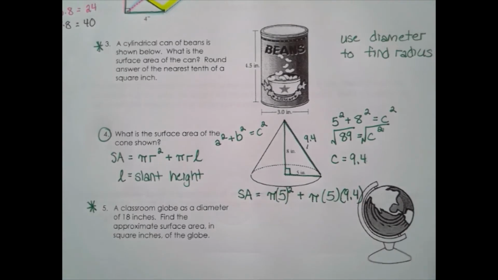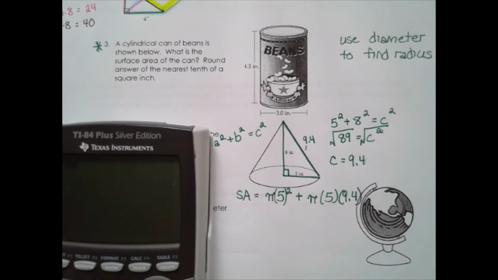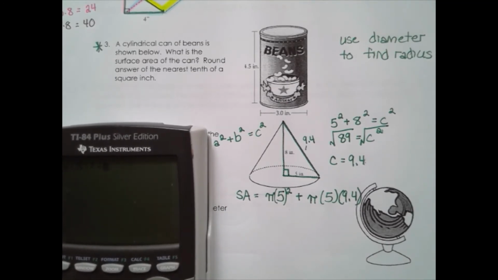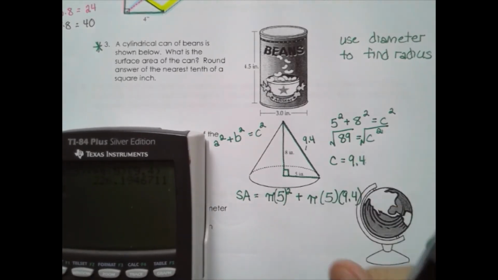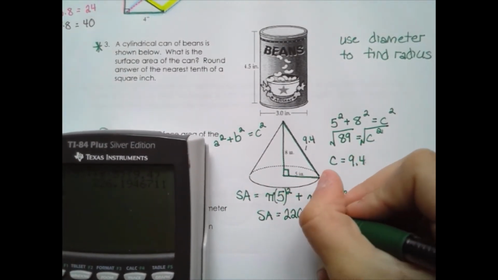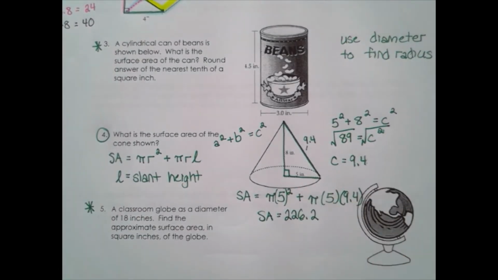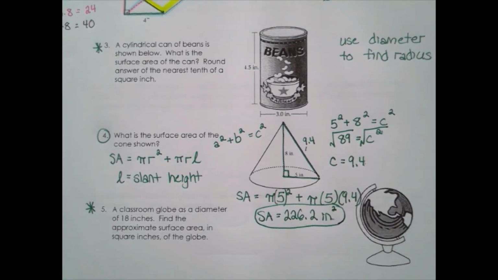And I'm just going to type that into my calculator exactly the way I wrote it out. Pi times 5 squared plus pi times 5 times 9.4. And that's going to give us surface area equals 226.2, and because this is inches, inches squared. Anytime you work with surface area, you're going to use units squared. Anytime you work in volume, you're going to use units cubed because it takes on another dimension.